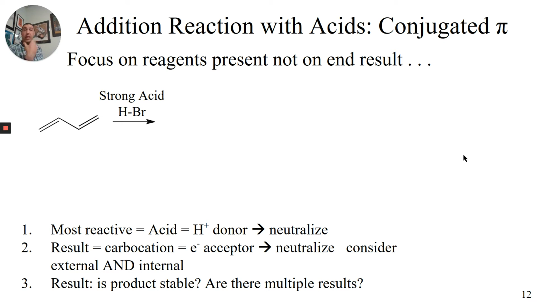Again, what I want you to go through and do is attempt this question. Strong acid, HBr, instead of it being a triple bond, it's now 2 pi bonds. Go through and attempt this. That means pausing with the space bar.